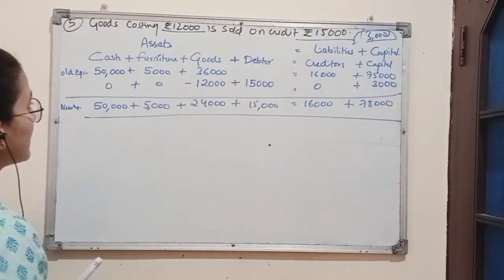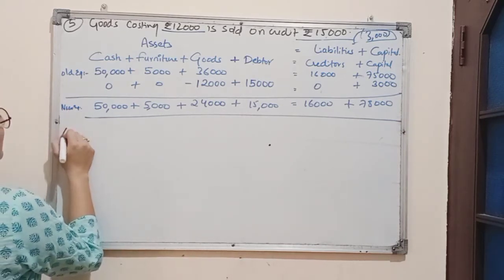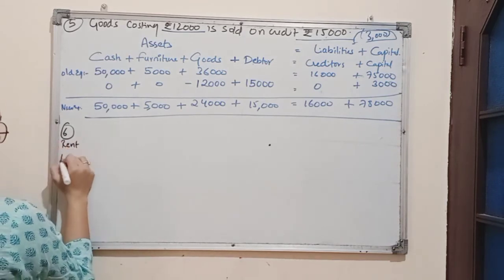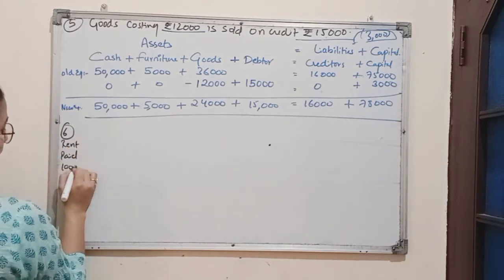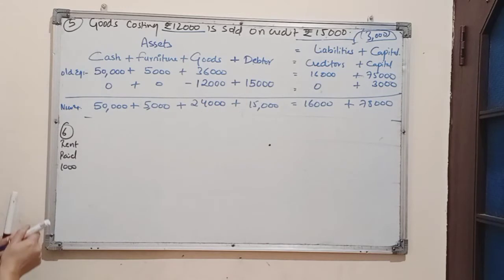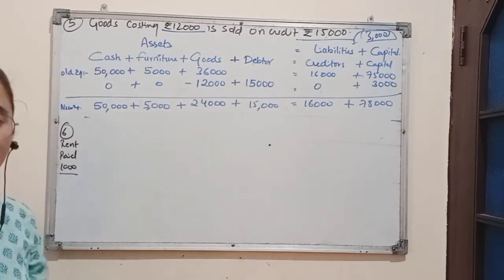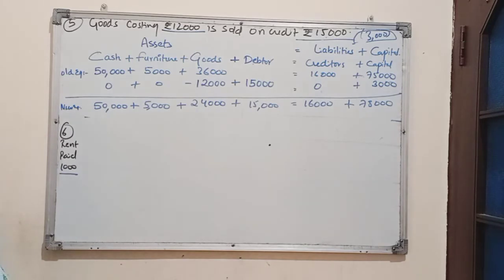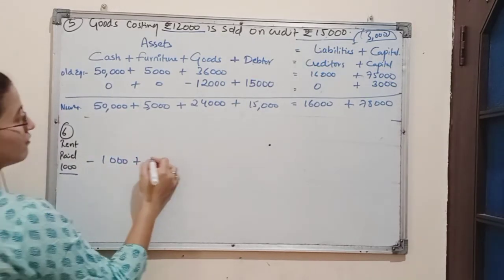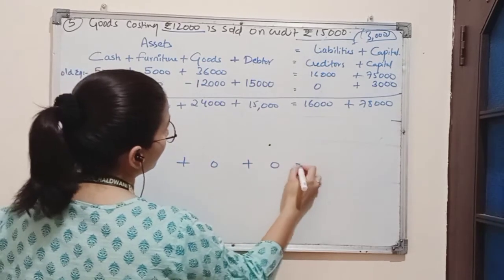Now we will talk about the last transaction. The last transaction is rent paid. The amount is rupees 1,000. We will write the effect of this transaction here only, as this is now the old equation for the new transaction. Rent is an expense, and it will be paid in cash. So if rent is paid, the cash is reduced by 1,000. There is no effect on furniture, goods, or debtors.